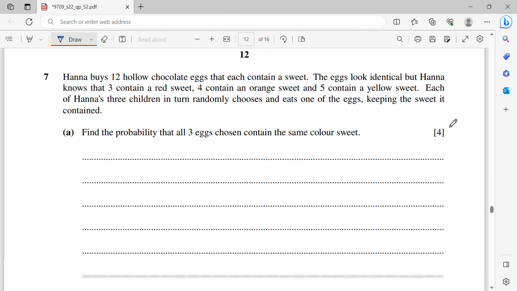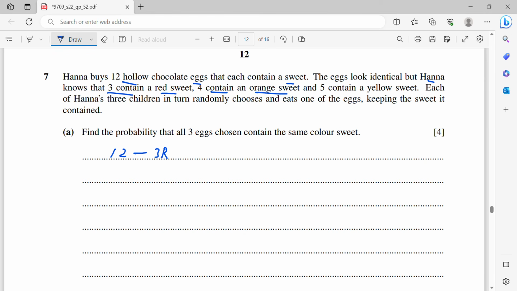Right. So now question 7. Hannah buys 12 hollow chocolate eggs that each contain a sweet. The eggs look identical, but Hannah knows that 3 contain a red sweet. Okay, so from 12, 3 red, 4 contain an orange sweet. So orange, I will write it as E. 5 contain a yellow sweet.